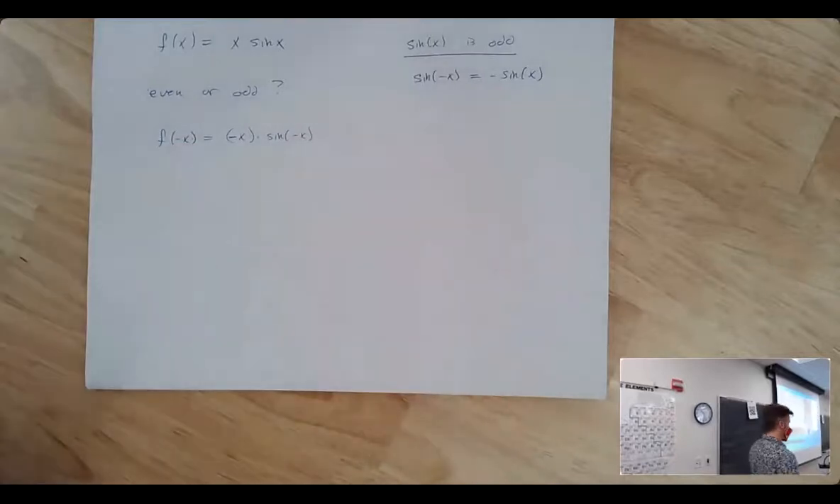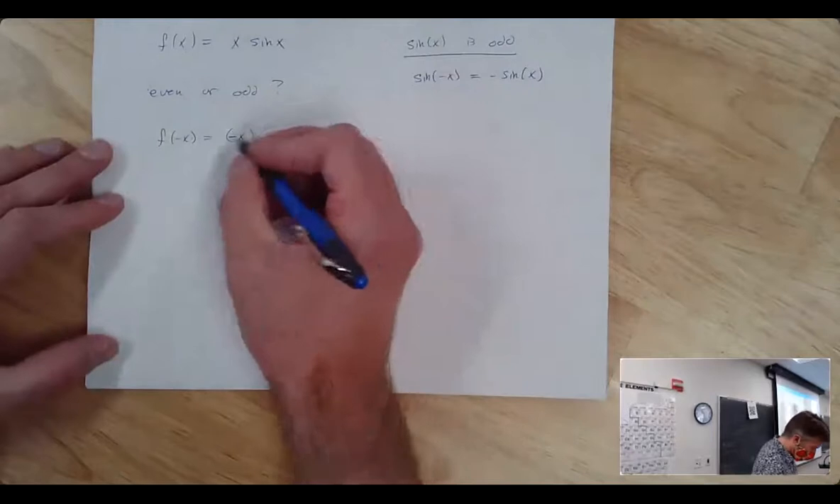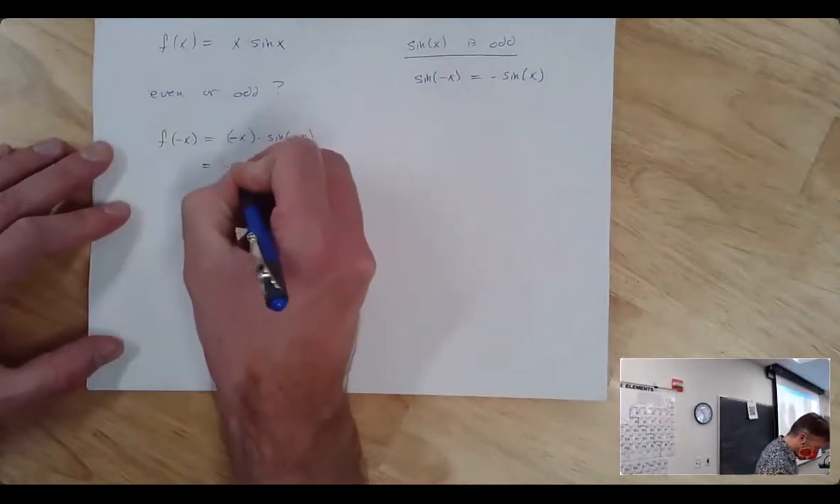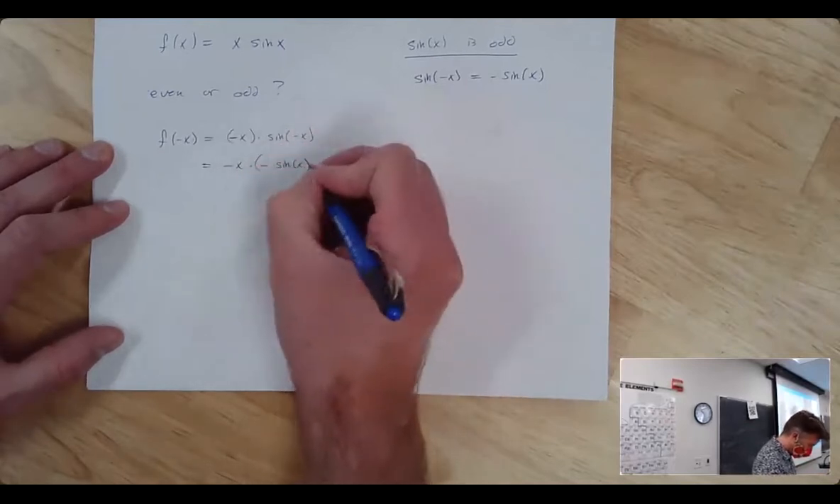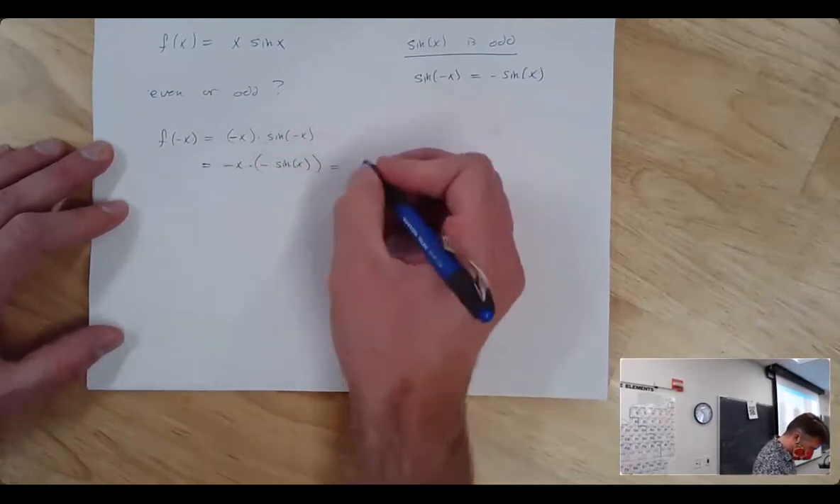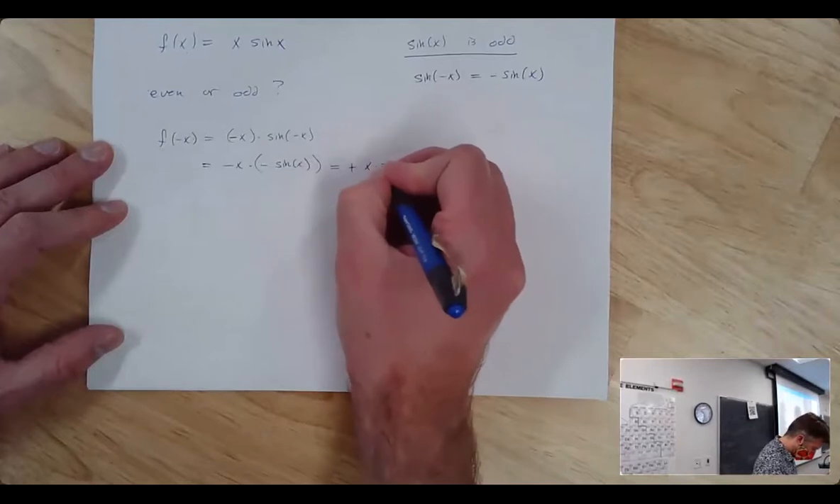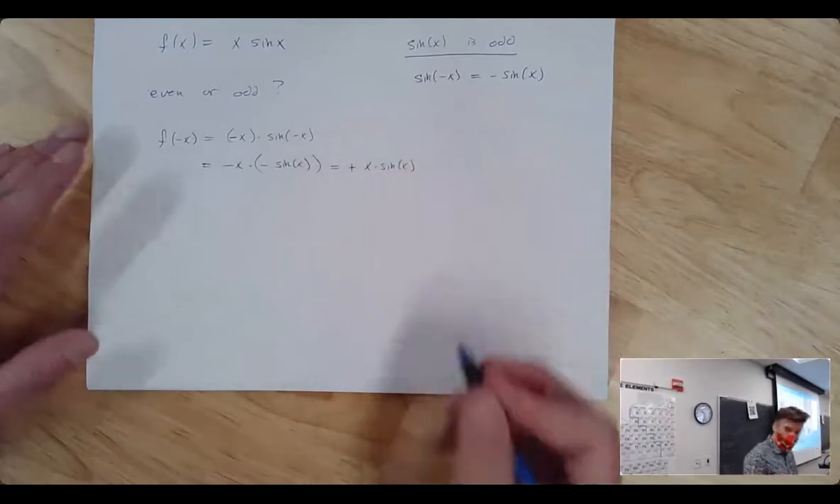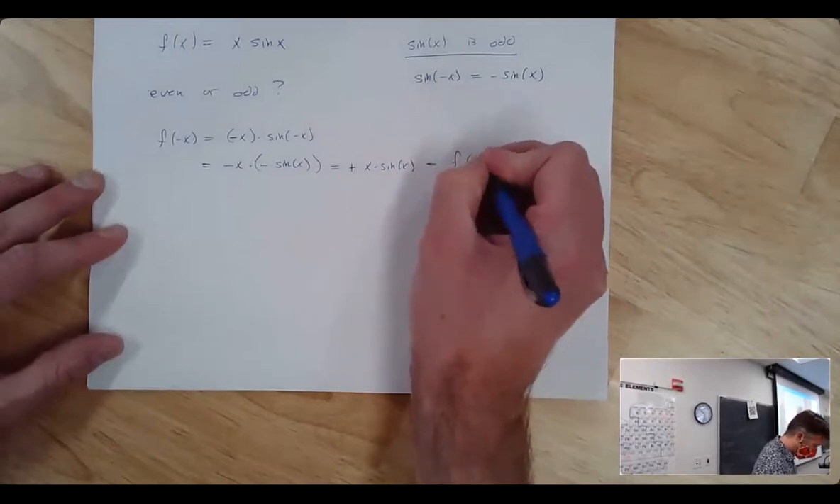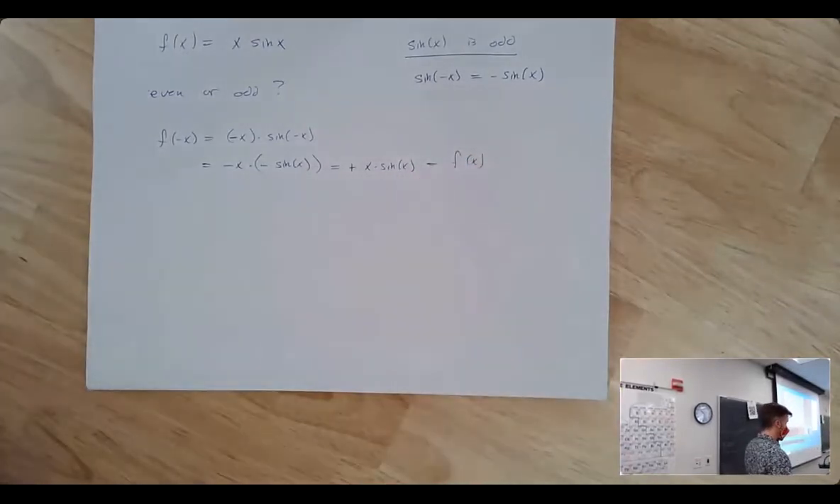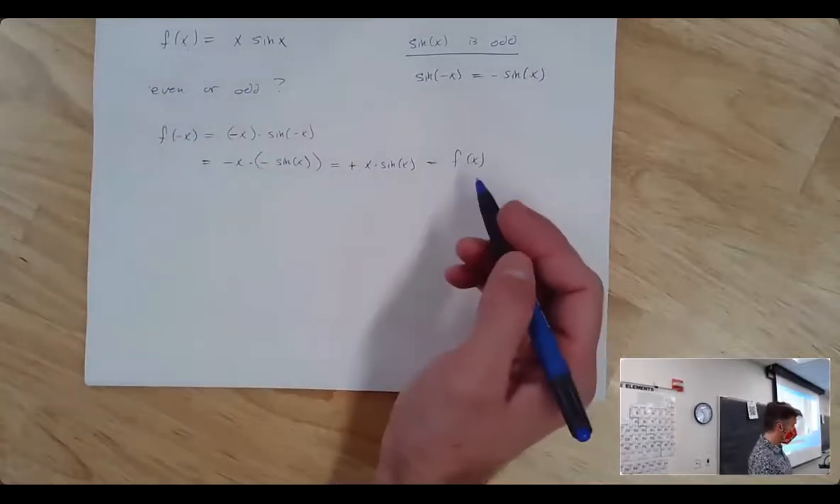We talked about it last class. I know it was a whole like 5 days ago, but we did talk about it. So this is going to equal negative x times negative sine of x. And the negative times a negative is a positive. So it's going to be positive x times sine of x, which is the original function, which means that it's an even function because f of negative x is equal to f of x.